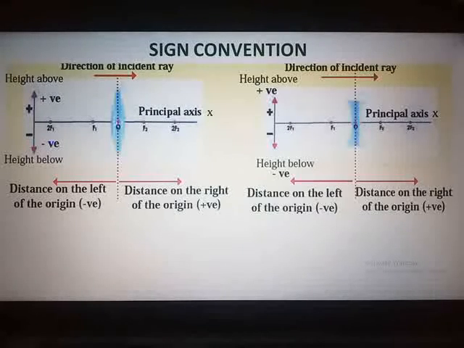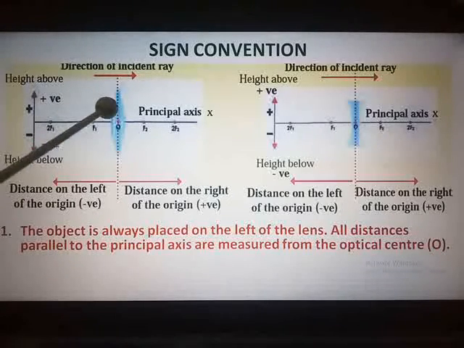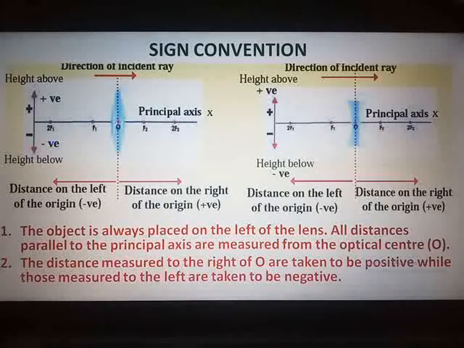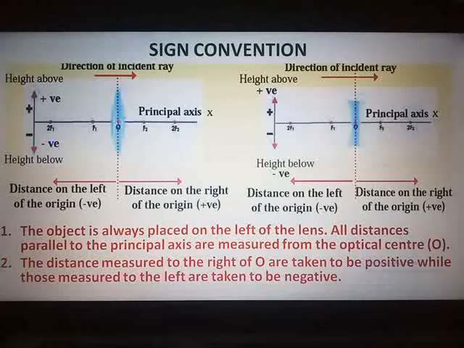Now the sign conventions are more or less similar to those you studied last year. The first is the object is always placed on the left of the lens. Hence, all the distances parallel to the principal axis are measured from the optical center. The next says the distances measured to the right of the optical center are taken to be positive, while those to the left are taken as negative.